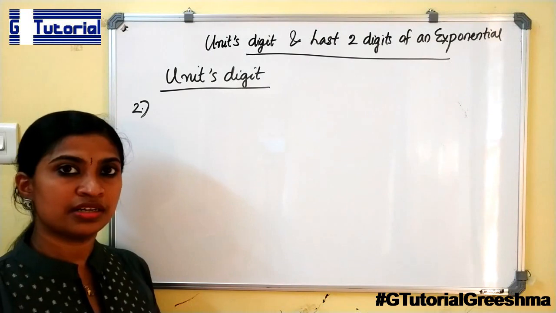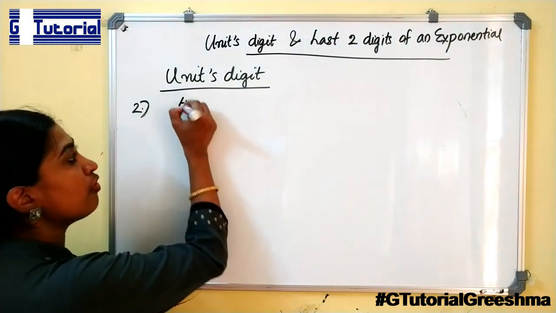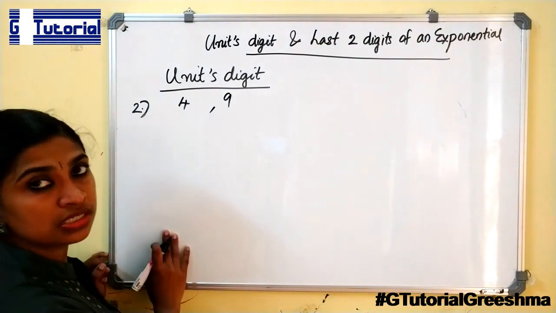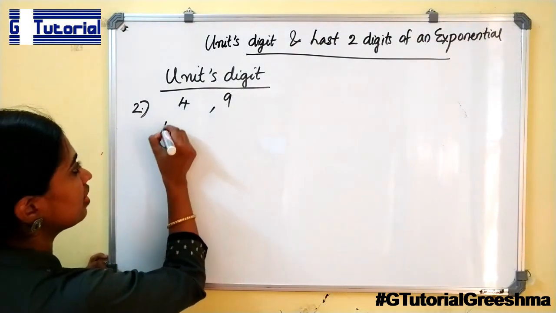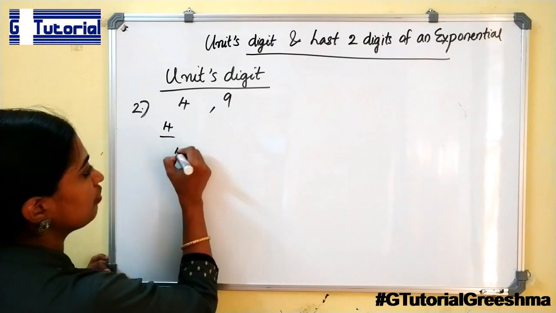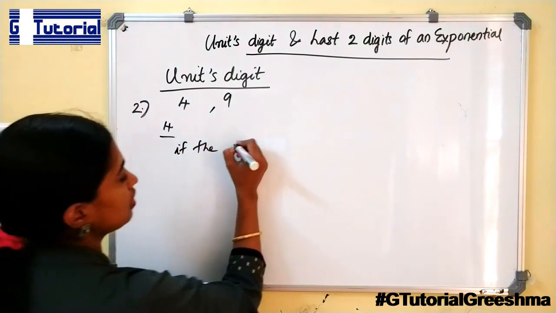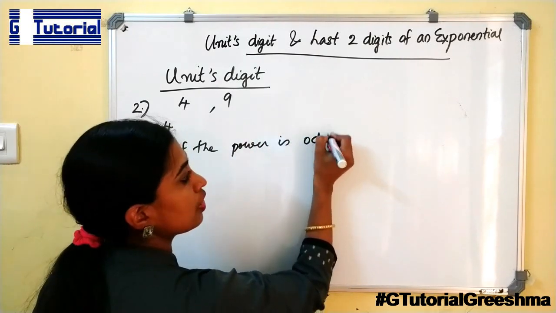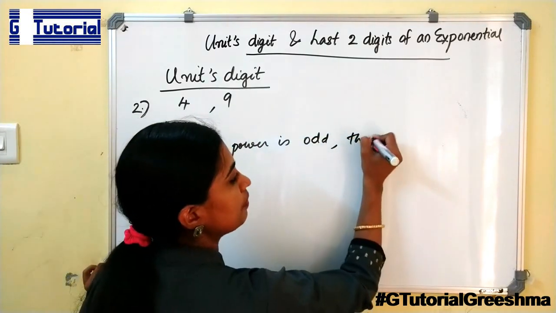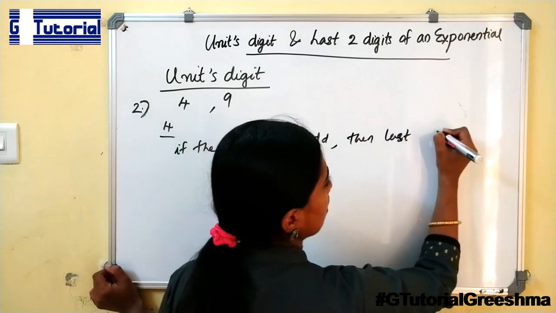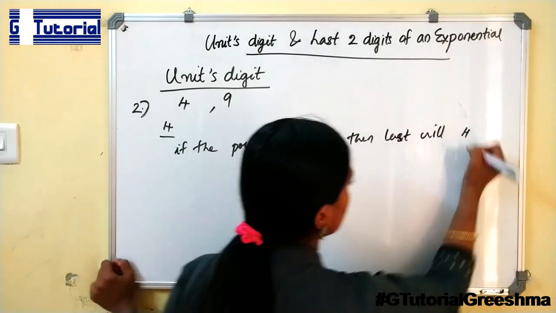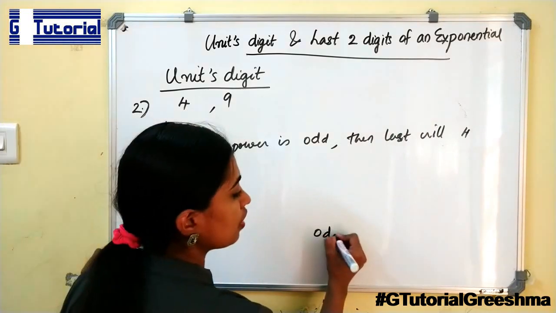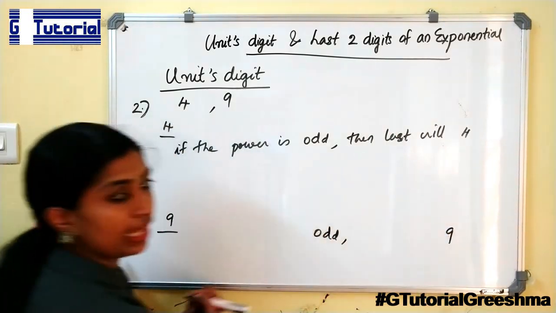Next, let us study the case of 4 and 9. If you are taking 4 and the power is odd, then the last digit will be 4 itself. Similar is the case with 9. If the power is odd, then the last digit will be 9.